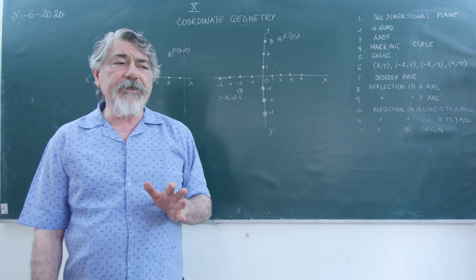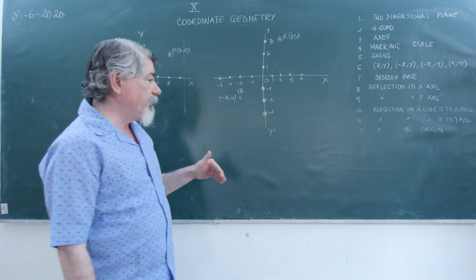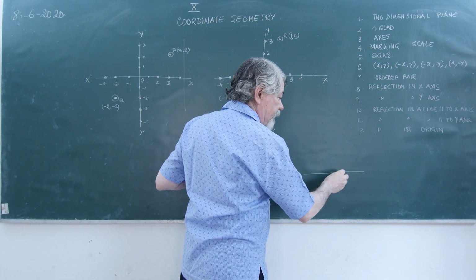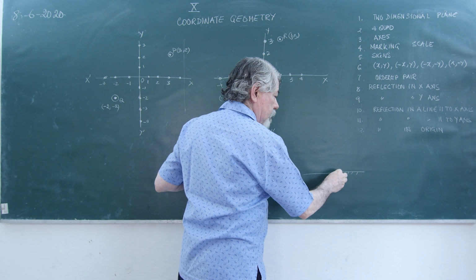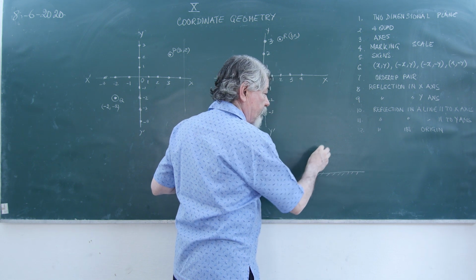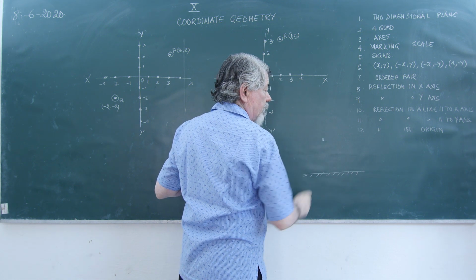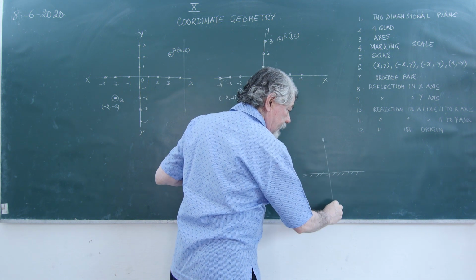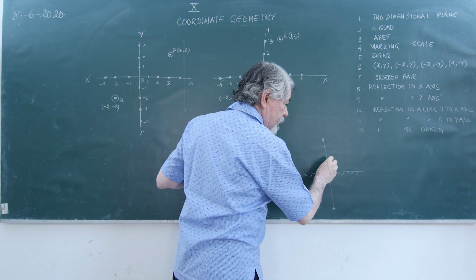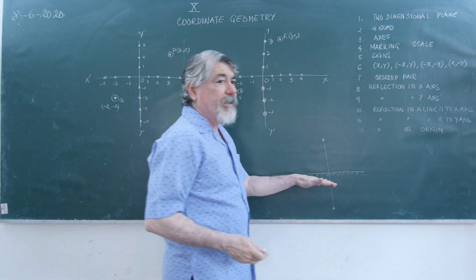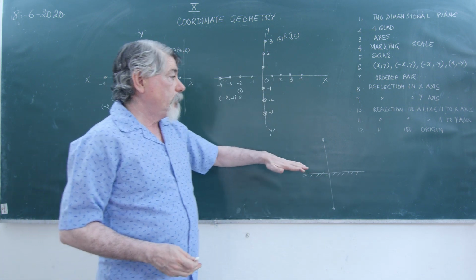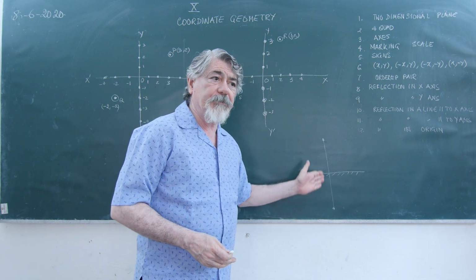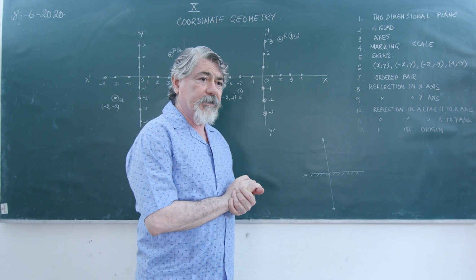You have read in physics that whatever is the distance of the object in front of the mirror, the image will be formed behind the mirror at the same distance. That means the mirror becomes the perpendicular bisector of this line.